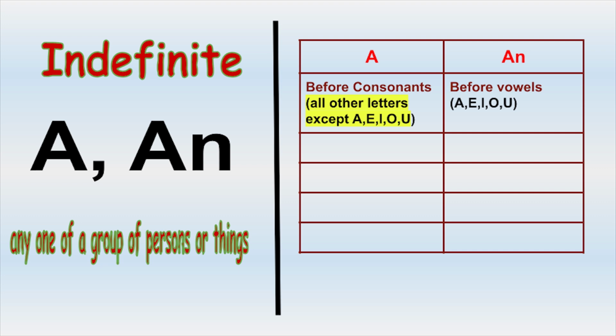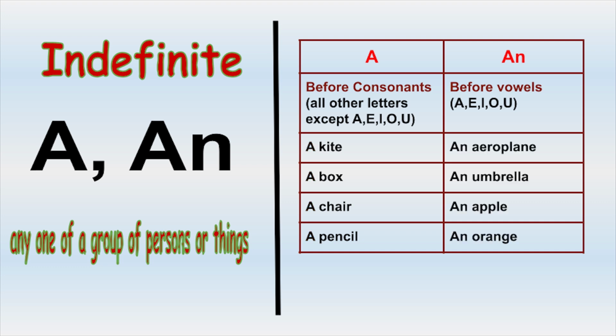So, for words beginning with a consonant and a consonant sound, such as kite, box, chair, and pencil, we use the article a before those words. A kite, a box, a chair, a pencil. For words beginning with a vowel and a vowel sound, such as aeroplane, umbrella, apple, orange, we use the article an. We say an aeroplane, an umbrella, an apple, and an orange.